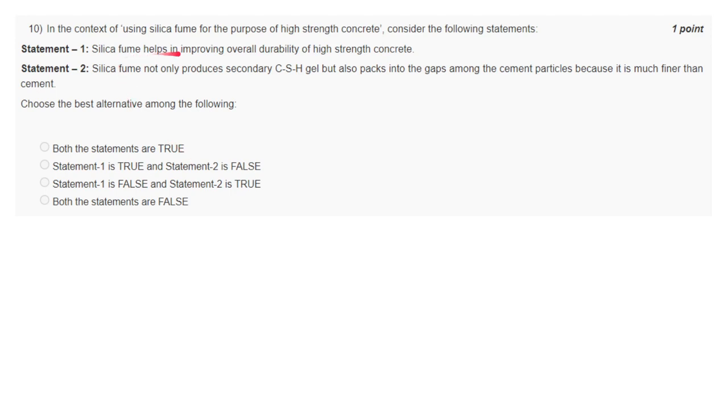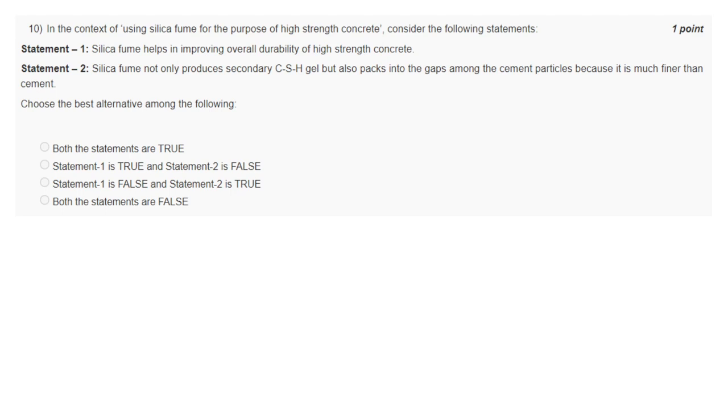Okay. So if you remember the use of silica fume, silica fume is one of the important constituents apart from the standard ones for the purpose of high strength concrete, because it helps to improve the overall durability of the high strength concrete by filling up the pores, or capillary pores basically, in the concrete. And they produce CSH by reacting with CH and water, basically the secondary CSH.